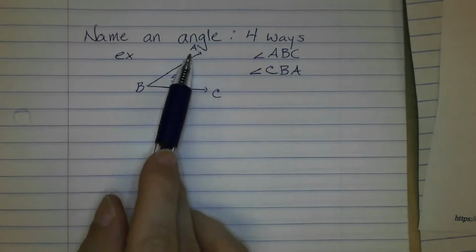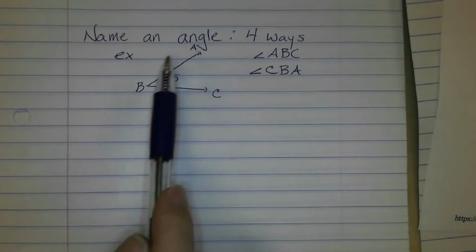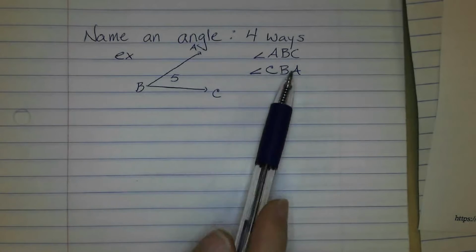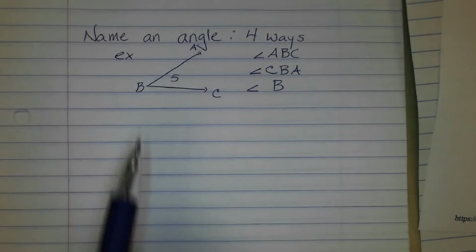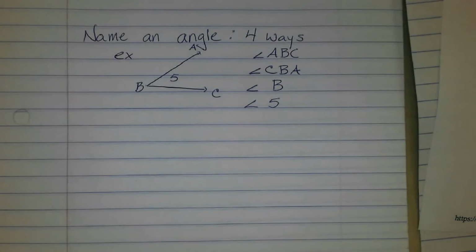You can't just say, for example, CAB or ACB. Has to go in order. End, middle, end, end, middle, end. Vertex always in the center. Next, we can actually name it by the vertex, angle B, and we can also name it by the angle, if the angle is named inside, angle 5.